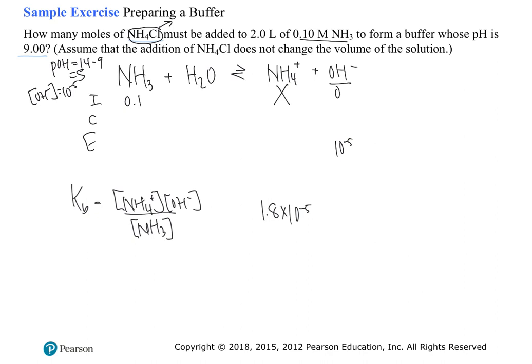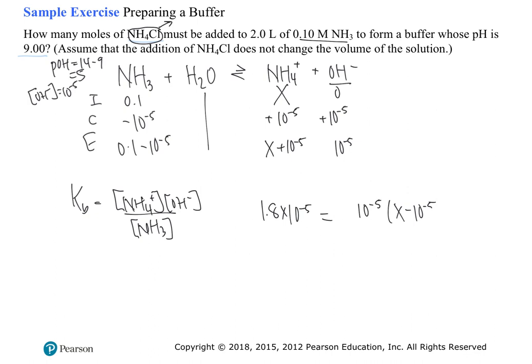I started at 0, so now I know my change. I need to add 10 to the negative 5 to my products. So I have x plus 10 to the negative 5. And then I'm going to subtract it from my reactants. So 0.1 minus 10 to the negative 5. Okay, great. I'm going to plug it into my expression. So I have 10 to the negative 5 times x plus 10 to the negative 5 over 0.1 minus 10 to the negative 5.